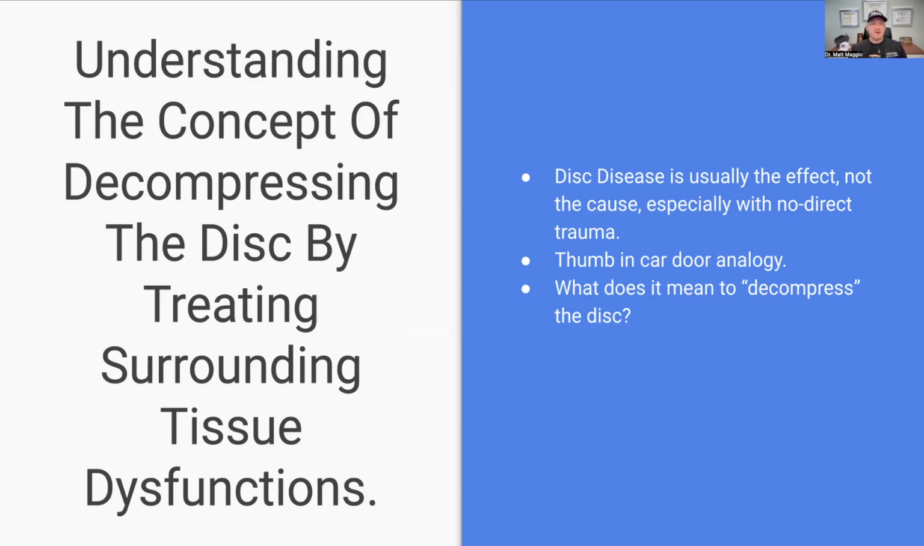What does it mean to decompress the disc? It's really just taking some pressure off of there, because when you have all that adhesion and scar tissue built up in the muscles and the ligaments around the nerves, it makes the area less flexible. It makes it weaker, and the force has to go somewhere. So it goes to the discs and the joints, and then they really get beat up.